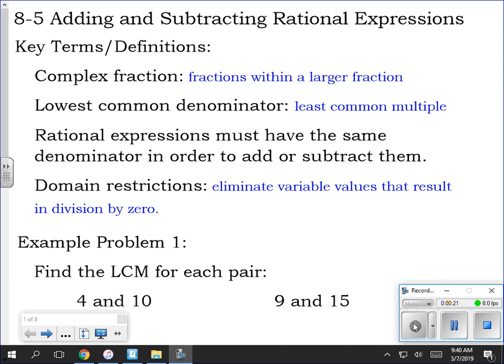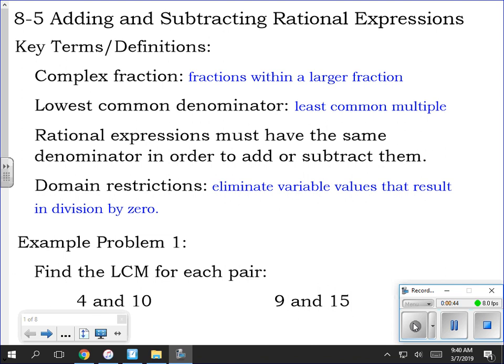And a complex fraction is just a fraction within a fraction. If you have fractions making up fractions, you know, your denominator is a fraction or your numerator is a fraction, or in our case, both your numerator and your denominator are fractions. So you've got a fraction made up of fractions, that's a complex fraction. They're actually not that hard to deal with, and we will deal with them today.